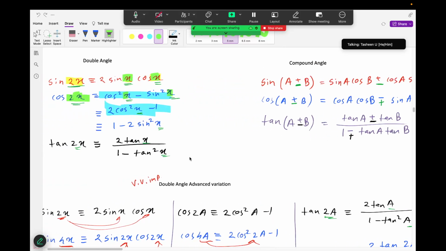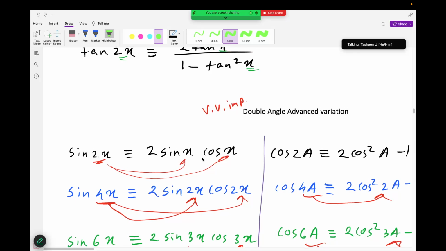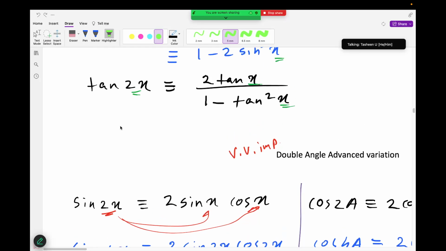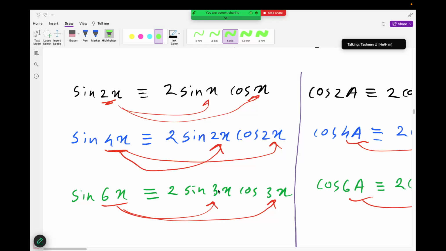Now we move on to double angle advanced variation. This is very, very important. You observed how this became halved. If it is 4x, it becomes 2x. Everything is the same. If it is 6x, everything is the same, except that the angle becomes half.